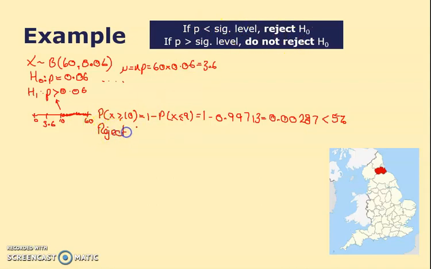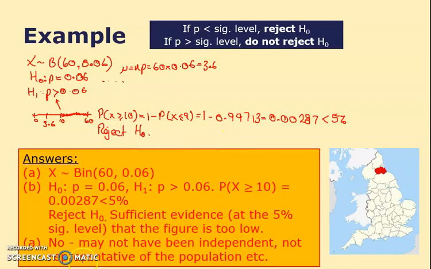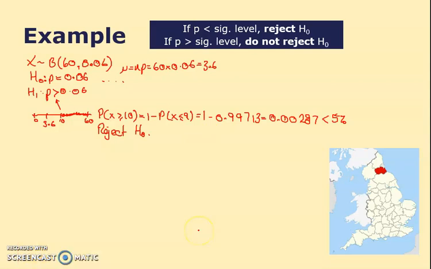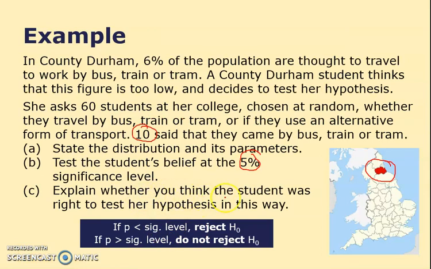So I can reject H0. Happy days. And then it's the wordy bit. What does the wordy bit look like? It says, we have got sufficient evidence at the 5% level that the figure is too low, this 0.066% figure. Explain whether you think the student was right to test her hypothesis in this way.